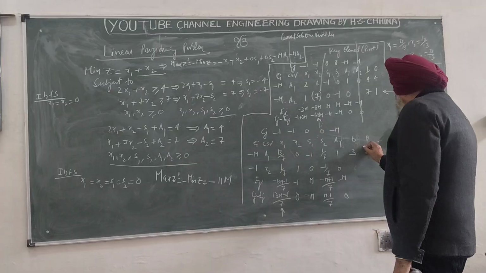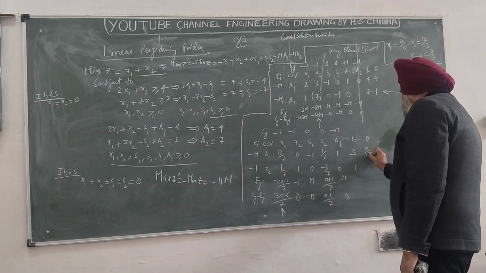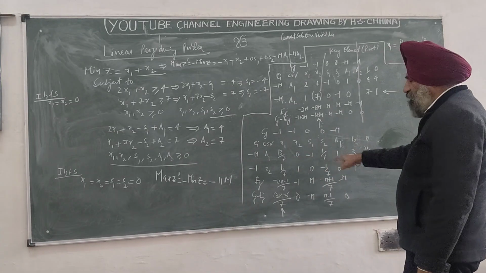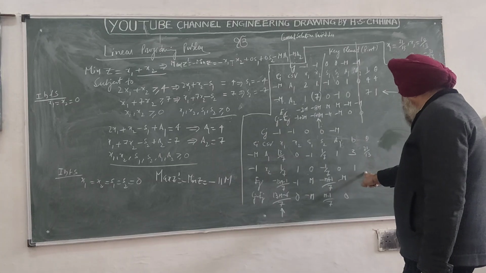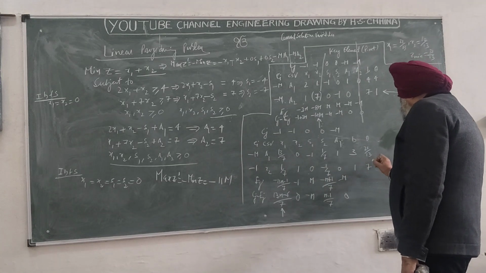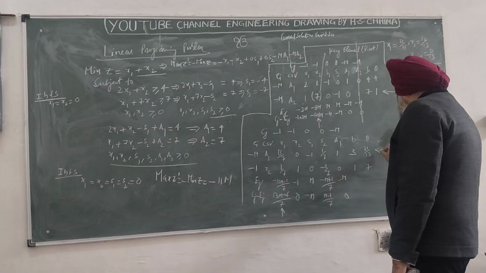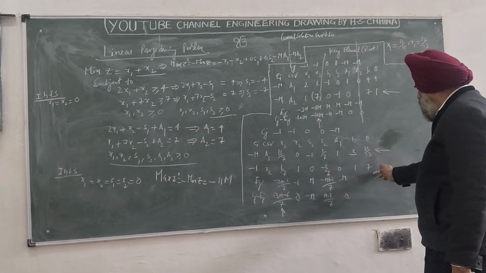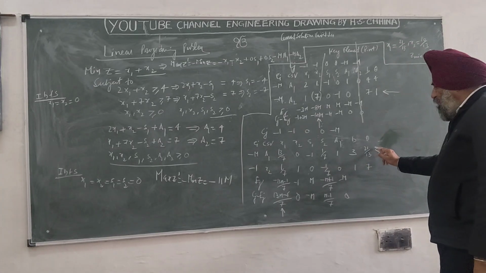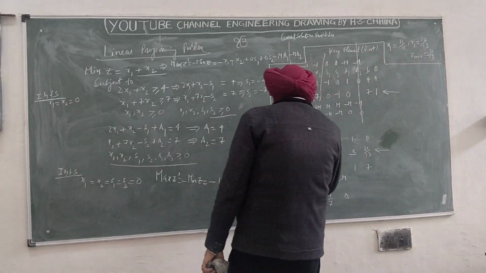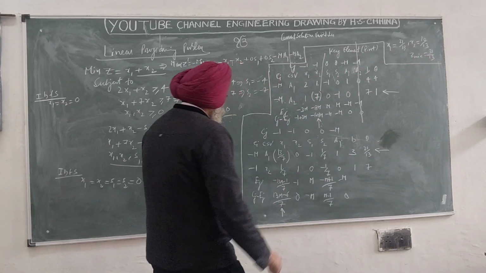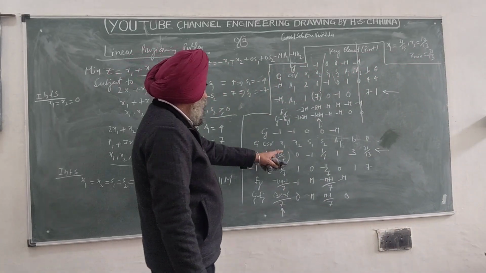When I do it, this becomes 21 by 13, because 7 is multiplied, 13 is divided. And here it is 7. Which one is the lower one? To decide the outgoing variable, both are positive values. So this is the lower one, 21 by 13. So here it is. What is there? So this is your key element.